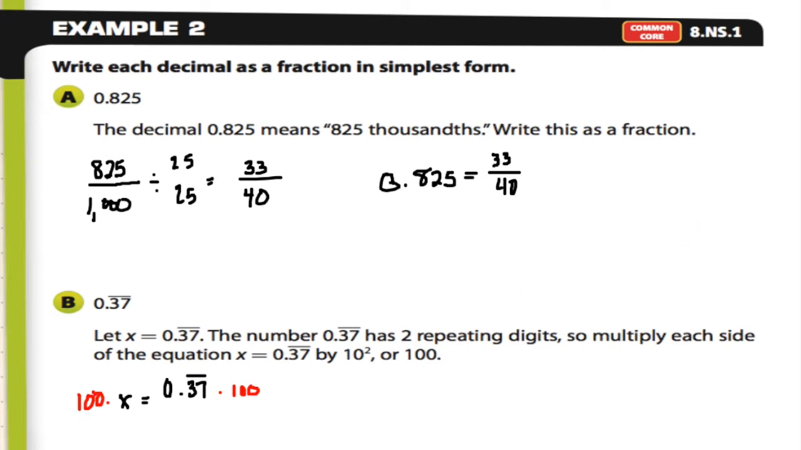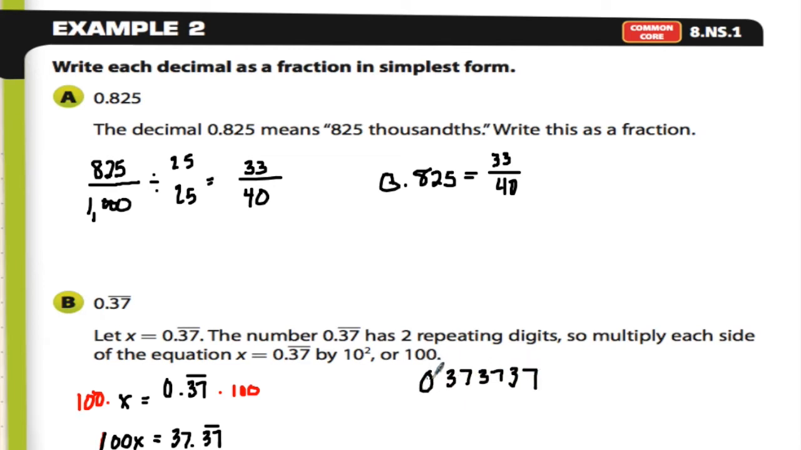When I do that, I get 100. Oops, I wanted that to be black. So you can see what I do in red, and you can see my new equation in black. So I get 100x is equal to, now it's no longer 0, because when I multiply anything by 100, I move the decimal 2 places to the right. So this becomes 37, but I still have 37 hundredths repeating because remember, this is what that means.